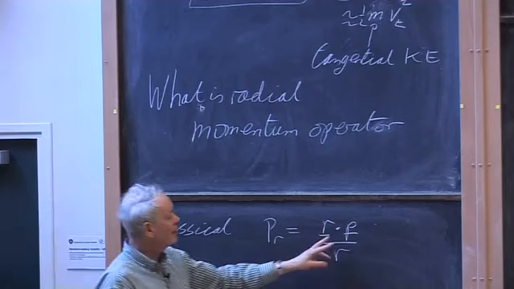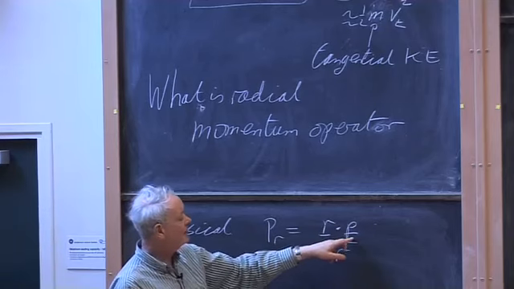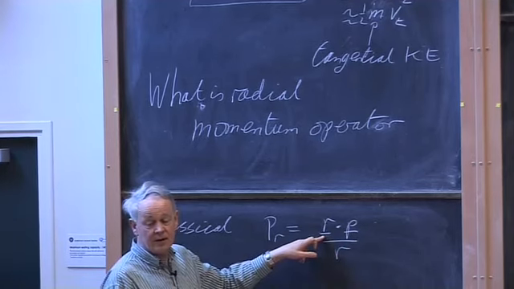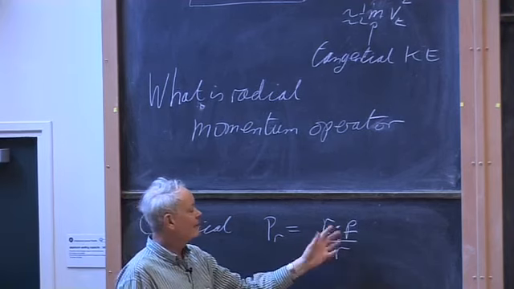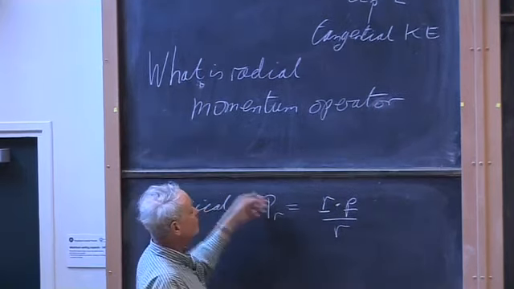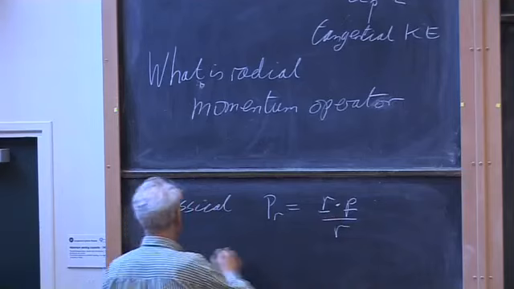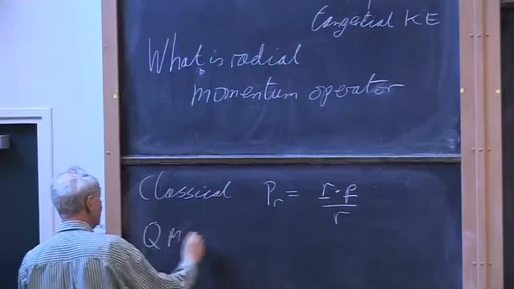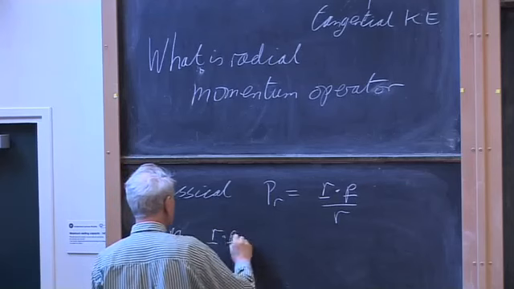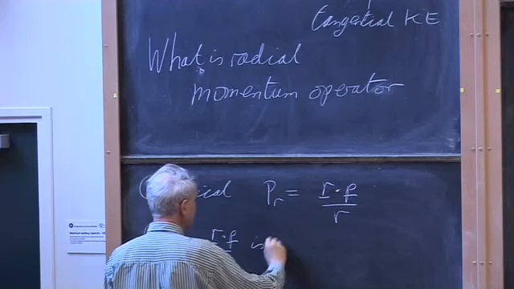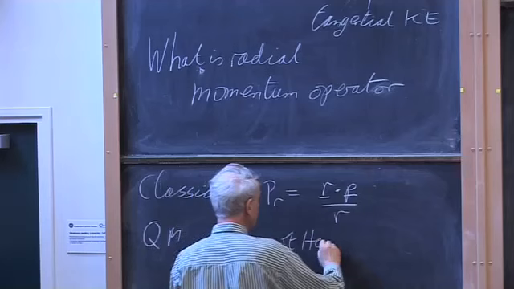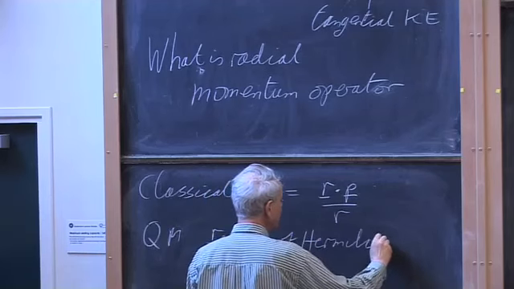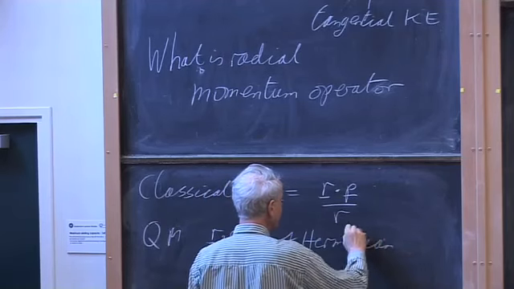But there's a problem with this from the perspective of quantum mechanics, because this operator doesn't commute with this operator. Well, what does that mean? So in QM, R dot P over R is not Hermitian. Let me prove that to you. It's easier to prove that in general than in particular.